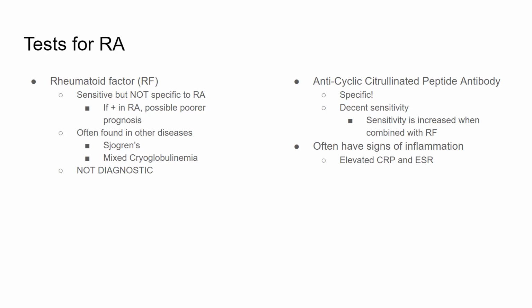And then rheumatoid arthritis is also autoimmune, so you're going to have a lot of inflammation. So in your blood work, you'll probably have an elevated CRP and erythrocyte sedimentation rate. Those are both just non-specific markers for inflammation, but they'll most likely be elevated in people with rheumatoid arthritis. But again, not specific.